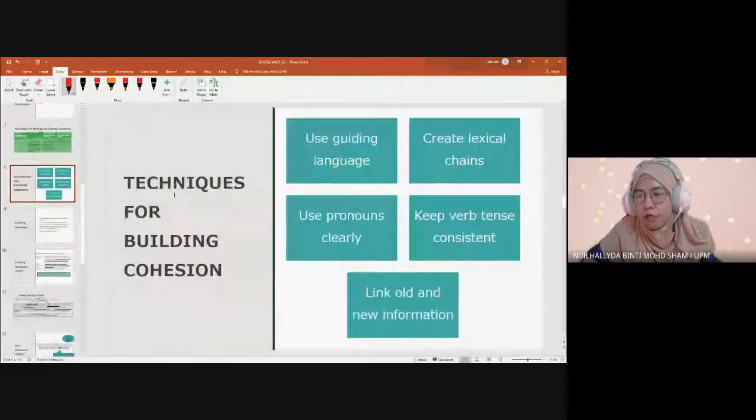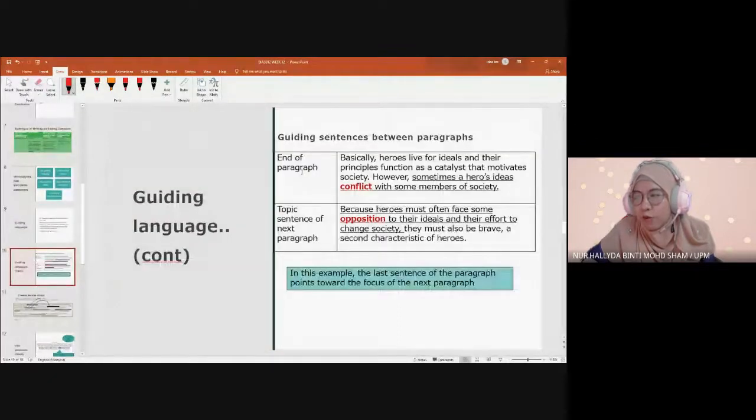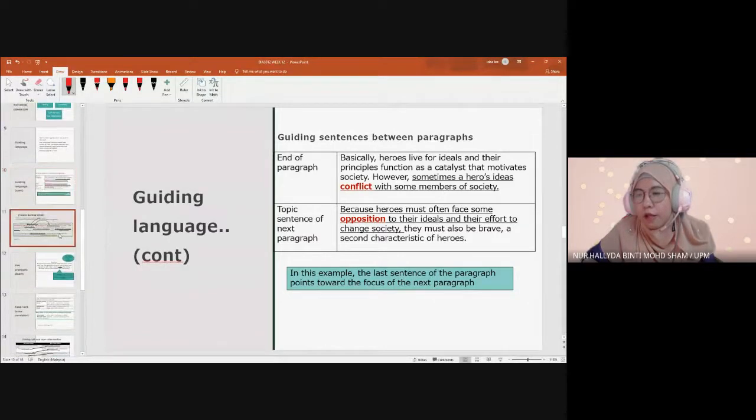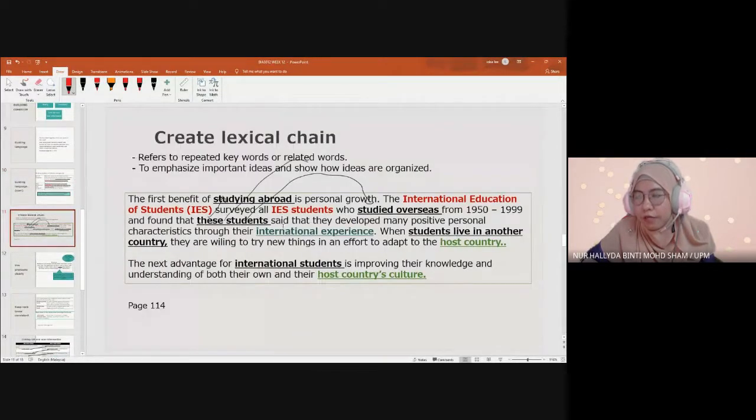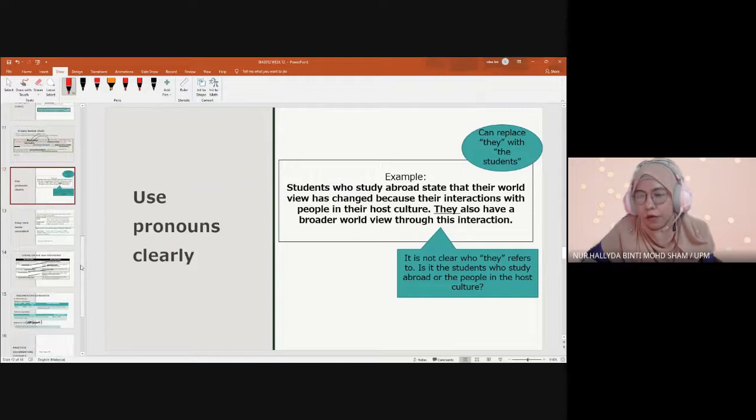And then I moved on to the techniques for building cohesion, links between your sentences in your paper. Use guiding language to help you move from one sentence to another, from one paragraph to another. Create lexical chains, meaning you repeat keywords without using the same vocabulary, and you maintain the ideas and the meaning. Use a clear pronoun.